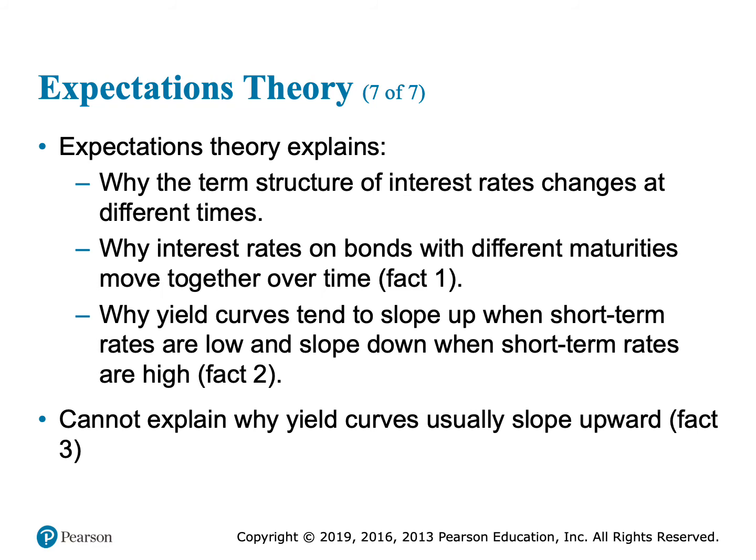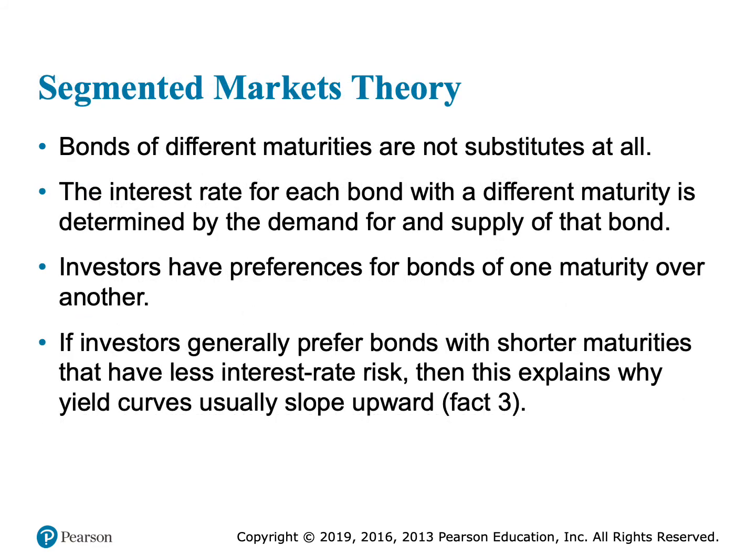Let's take a look at our second theory of the term structure of interest rates, the segmented market theory. Bonds of differing maturities in this theory are not considered to be substitutes. In fact, not at all, right? So these markets for long-term and short-term bonds are segmented. They're broken, right? There's a chasm between them. The interest rate for each bond with a different maturity is determined by supply and demand in that bond market.